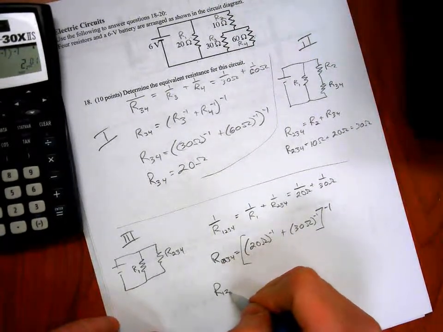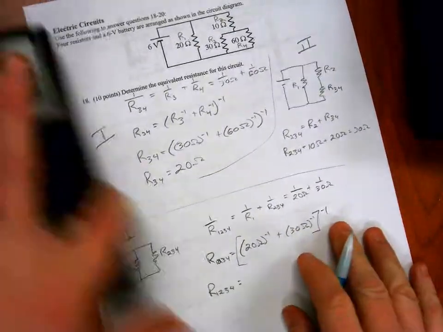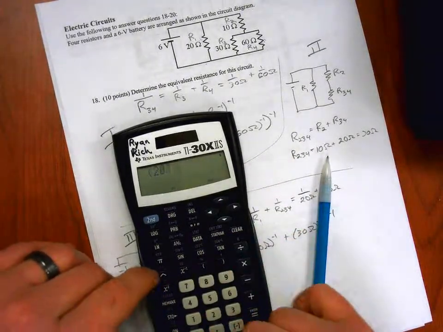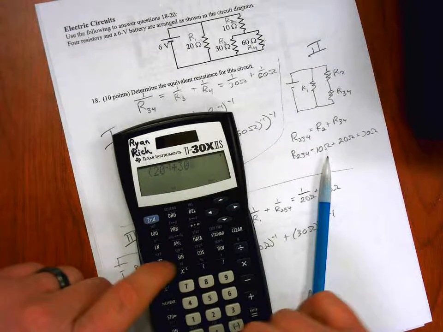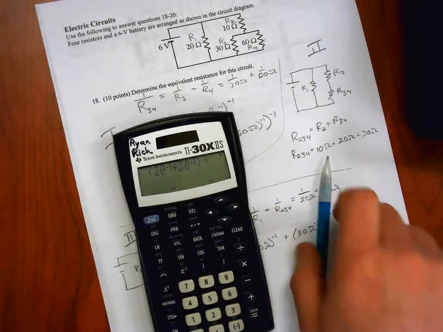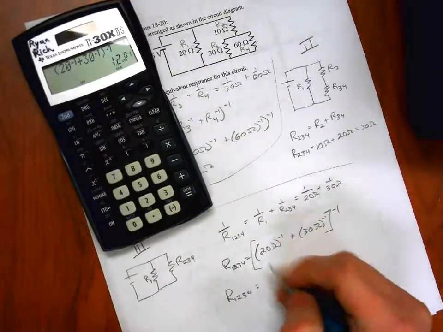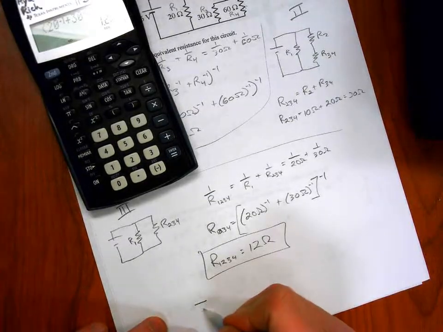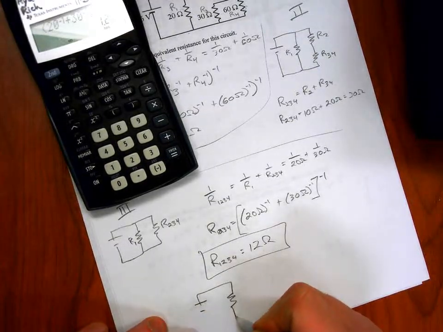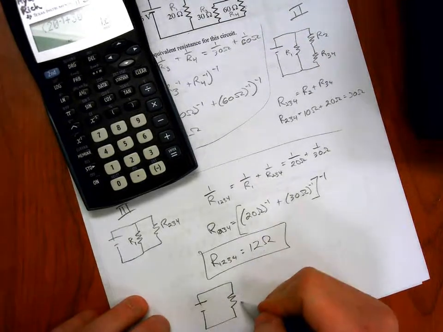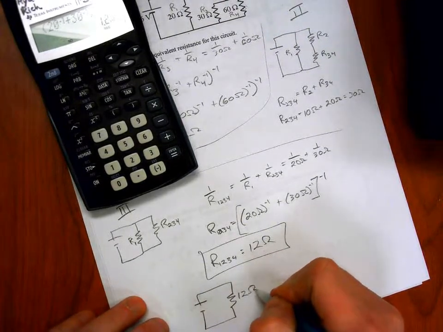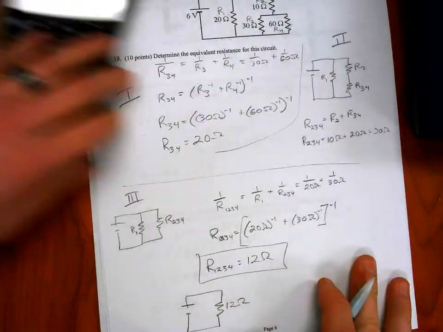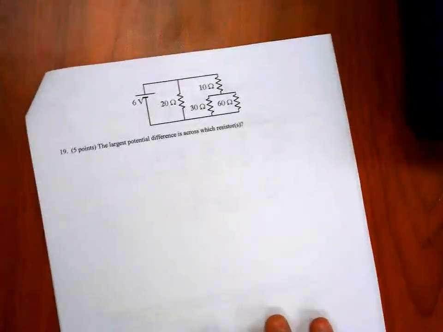So R1,2,3,4 is equal to 20^-1 plus 30^-1. I'm going to take the inverse of all of that. 12 ohms. And what that circuit looks like is that. Okay, that wasn't too bad.